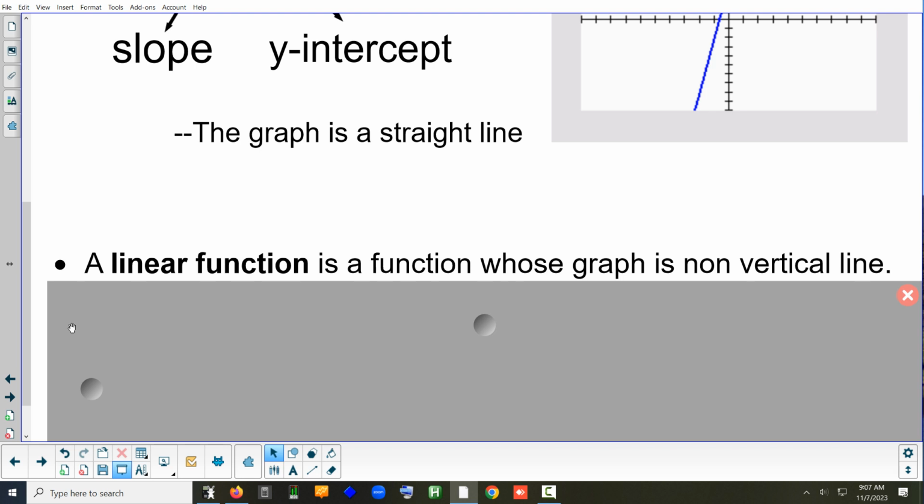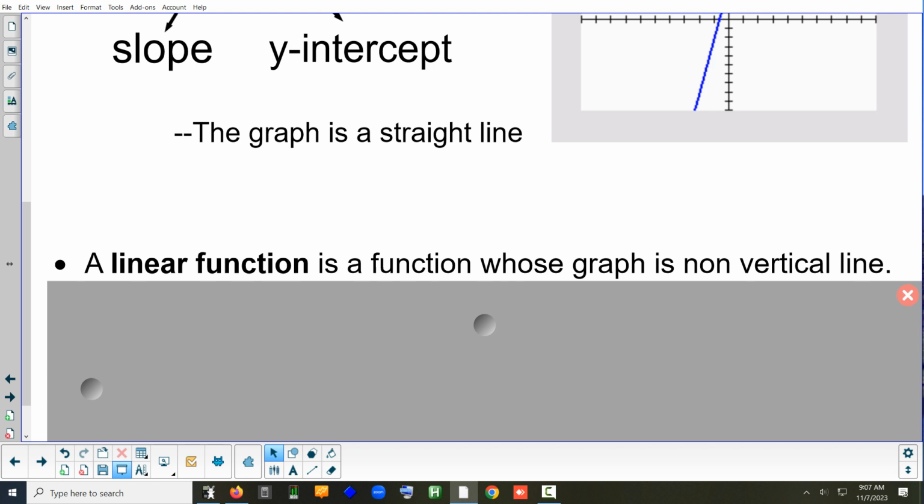So a linear function is a function whose graph is a non-vertical line. Now, why can't it be vertical? What test did we learn yesterday? Vertical lines. Right, we learned the vertical line test. So if a line that's vertical hits a graph more than once, what do we know? It's not a function.